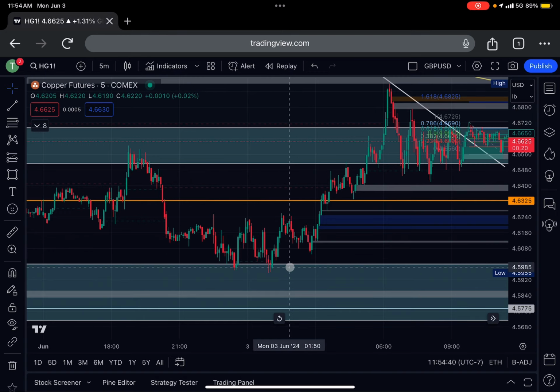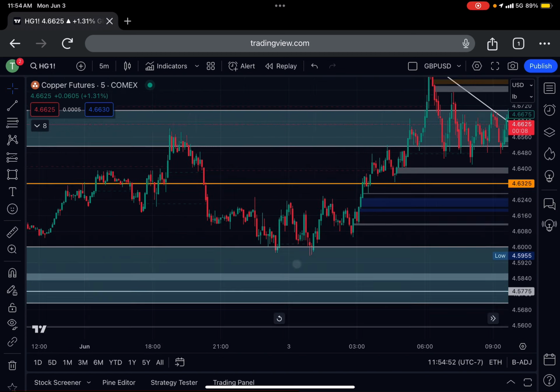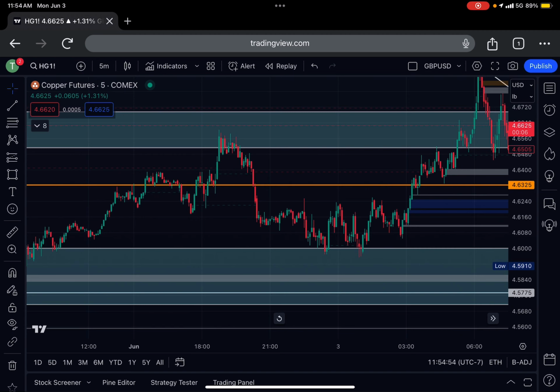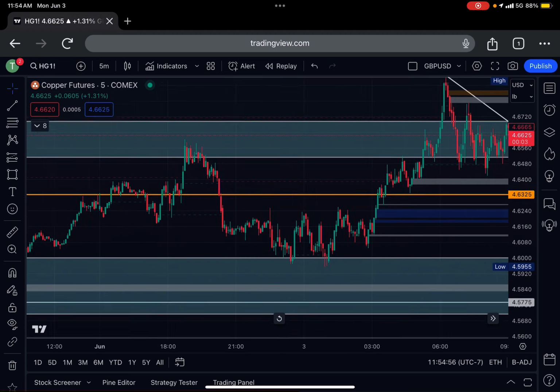Missed out on this area though. Missed out on this long move right here. This would have been another $1,250, but I missed it. I was not awake at the time to take that trade. Kind of a little bit bummed about it, but it is what it is.